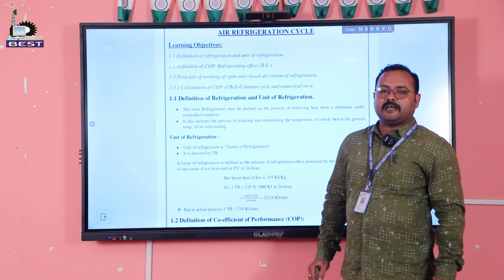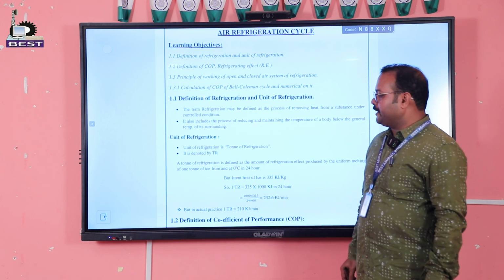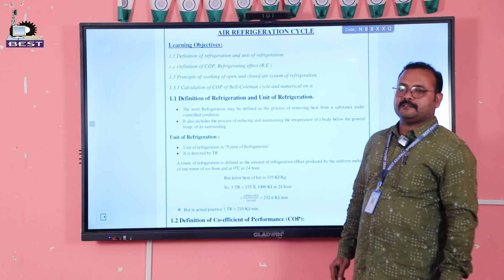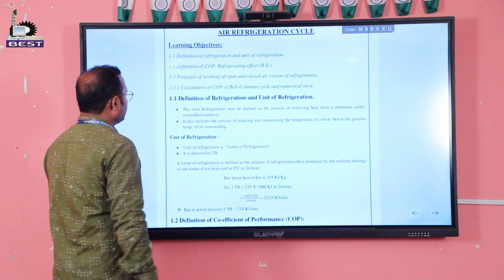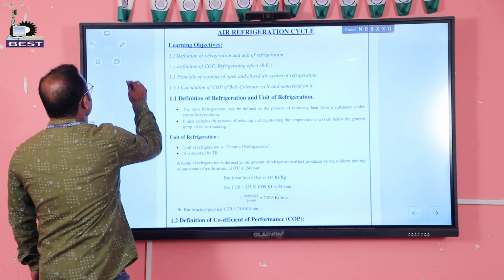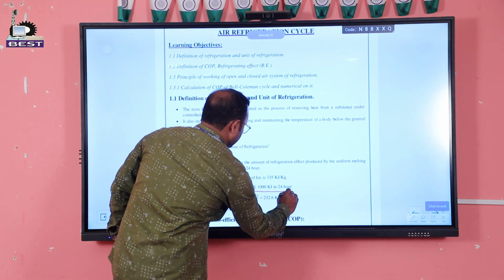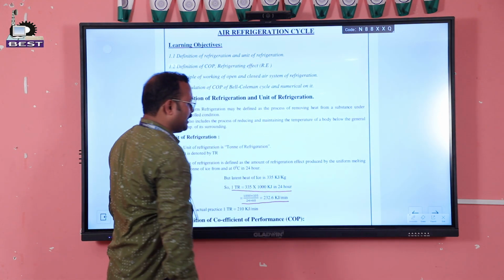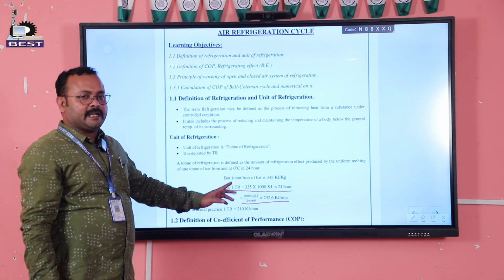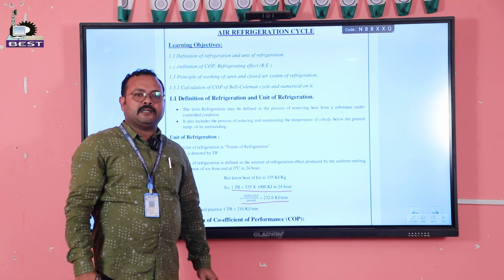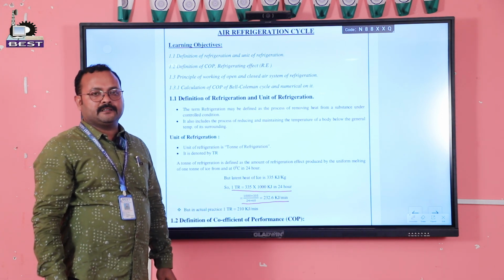1 TR is the amount of refrigeration effect produced by the uniform melting of 1 ton of ice from and at 0 degree Celsius. Here is the mathematical expression. 1 TR equal to 232.6 kilojoule per minute, but in actual calculation purposes we have to take 210 kilojoule per minute.